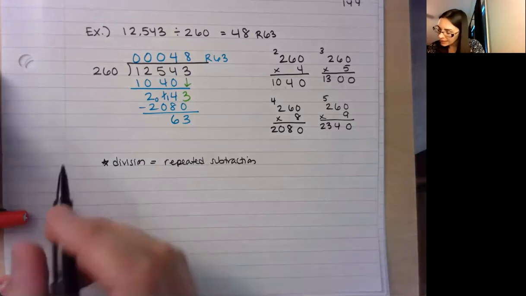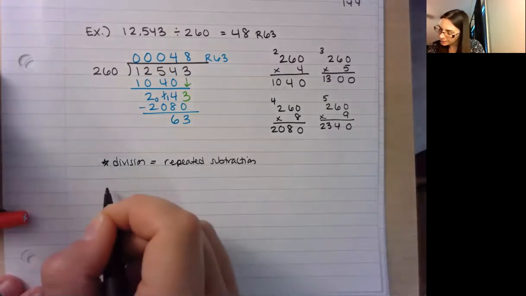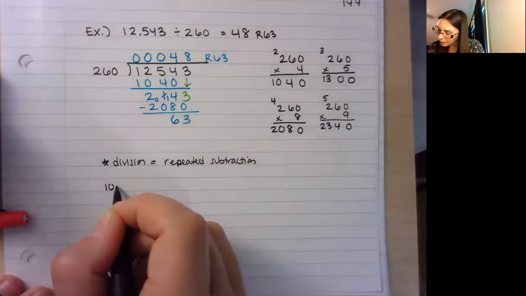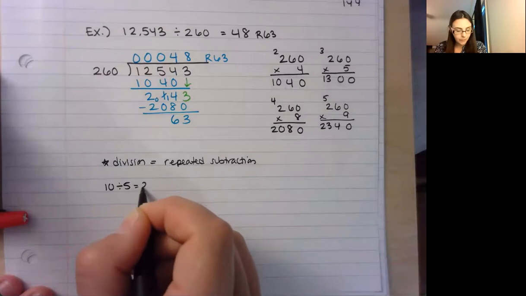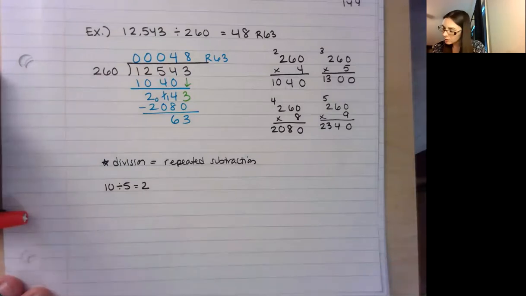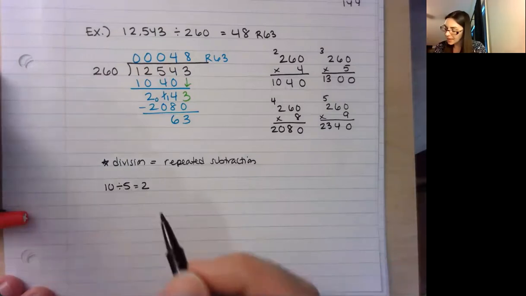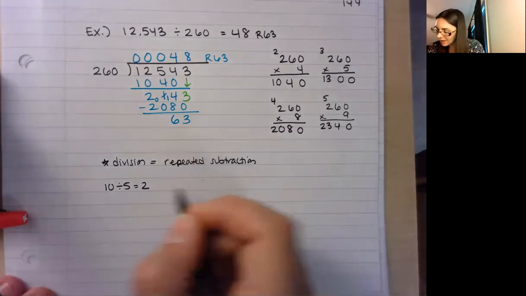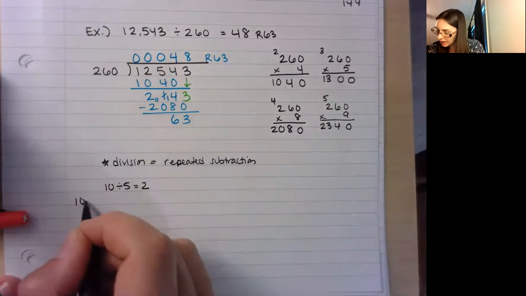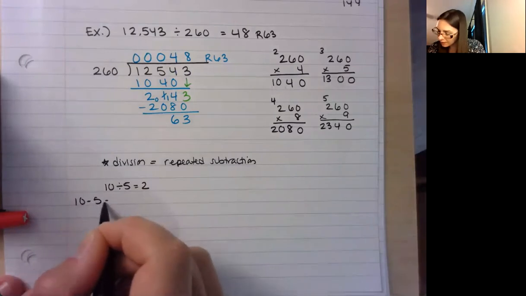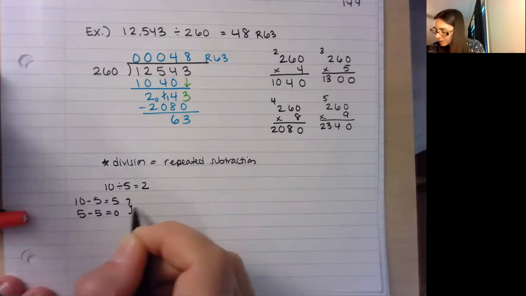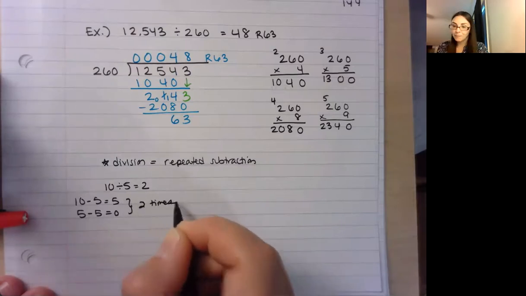So for instance, if I did something like, how about we do 10 divided by 5 is 2, right? So we can do it 2 times. So this means that if I did subtraction, I would do 10 minus 5, which is 5, and then 5 minus 5, which is 0. So notice it took me 2 times to get down to 0.